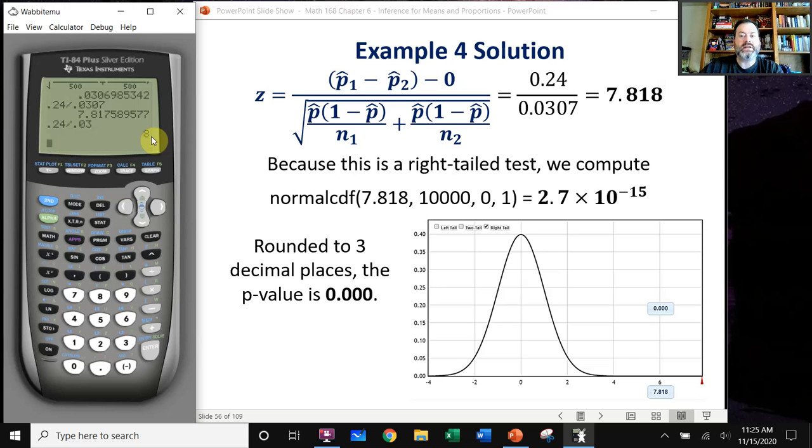And this actually happens a lot on the homework. Students will get part of the problem right and other parts of the problem wrong. Well, keep extra intermediate digits if you're not sure what you want to do. So there's a right-tailed test because the alternative hypothesis is greater than. It's a one-tailed test. So we just type everything in. And what you get, right, I'm going to actually show you this one.